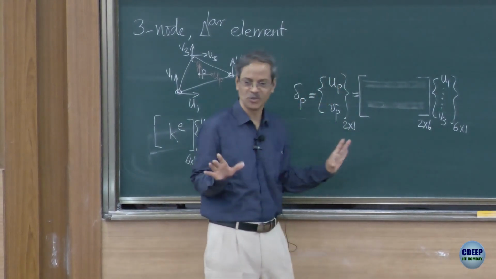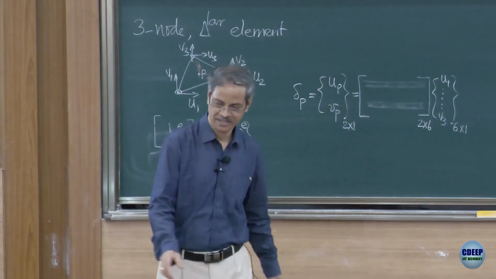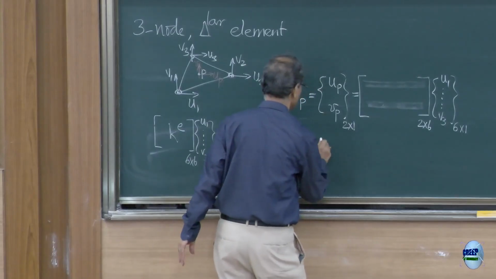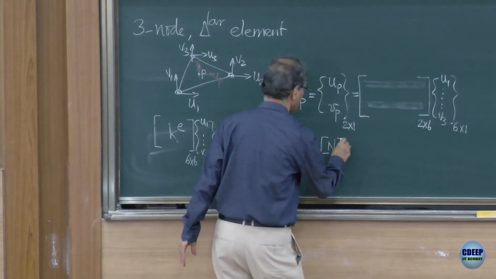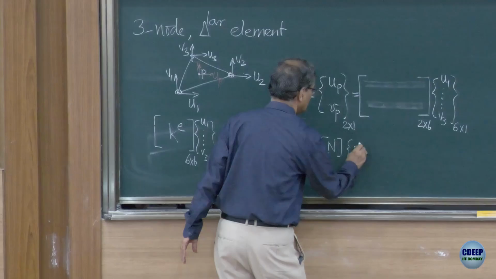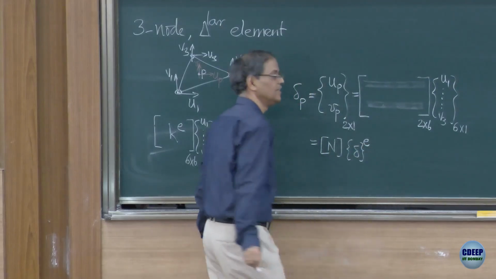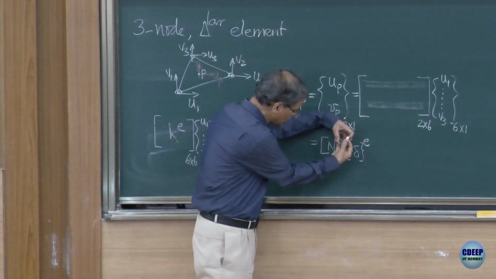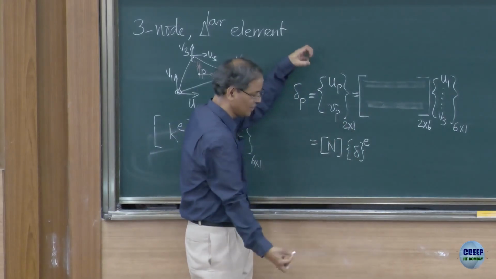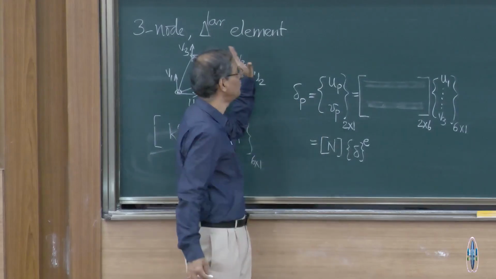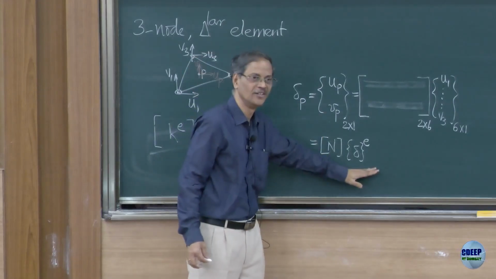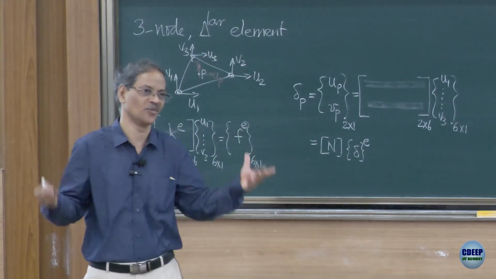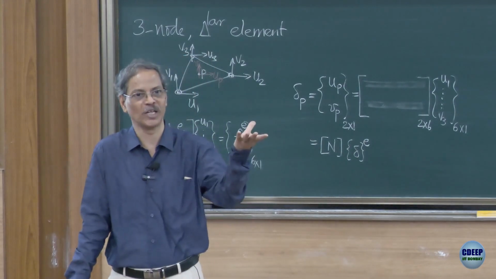So, in general, I am going to simply represent it as delta is a set of shape functions into delta E. Delta E will now be of a size that can stretch depending on the element. For a simple 3-node element, it is 6 comma 1. For a more complex element, we have seen now 8 comma 1, 16 comma 1, whatever you want. In 3 dimensions also you can imagine.